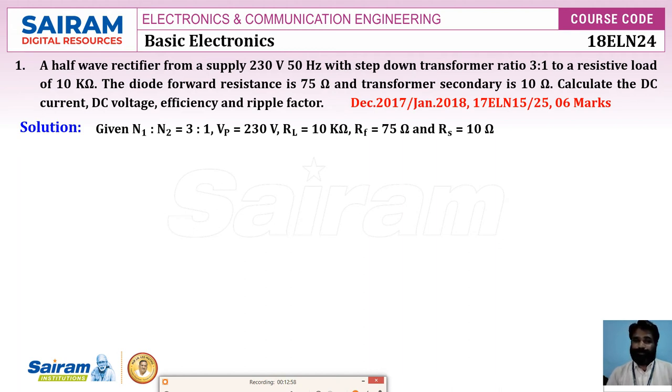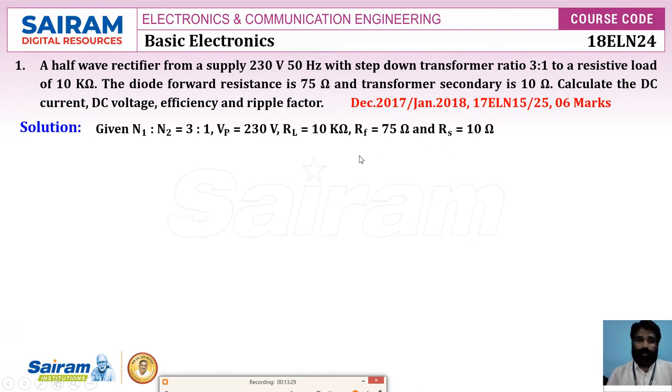That means some more number of windings in the primary and fewer windings in the secondary. That is why we call it a step down transformer. So the given is the voltage applied to the primary, the supply voltage is applied to the primary, that is why we say VP, voltage across the primary, and RL is 10 kilo ohm, RF is 75 ohm, and the secondary transformer resistance is also given, that is RS is equal to 10 ohm.